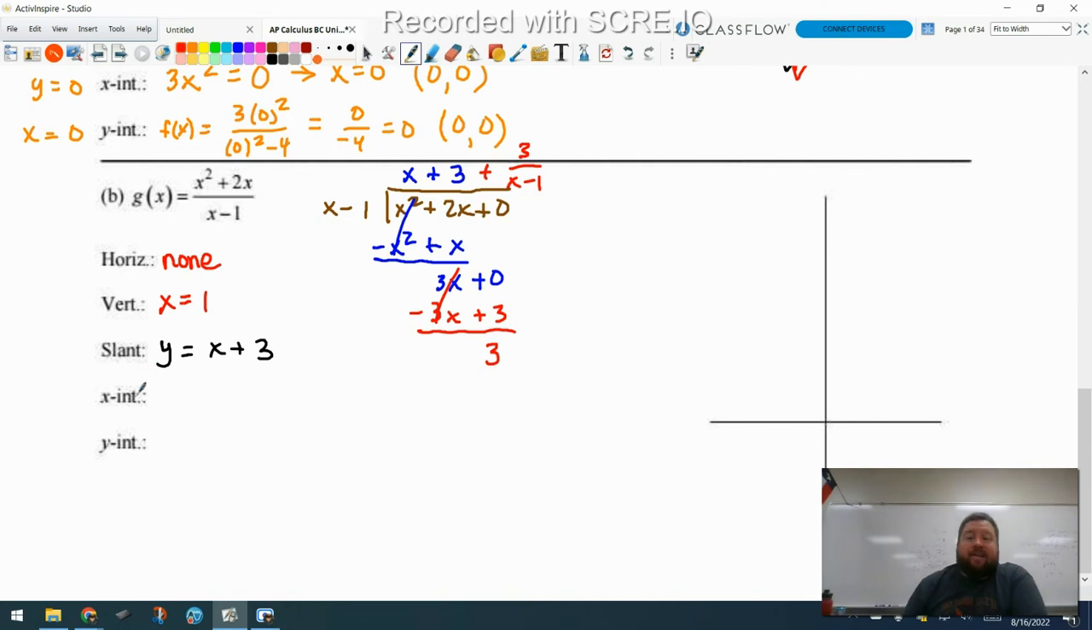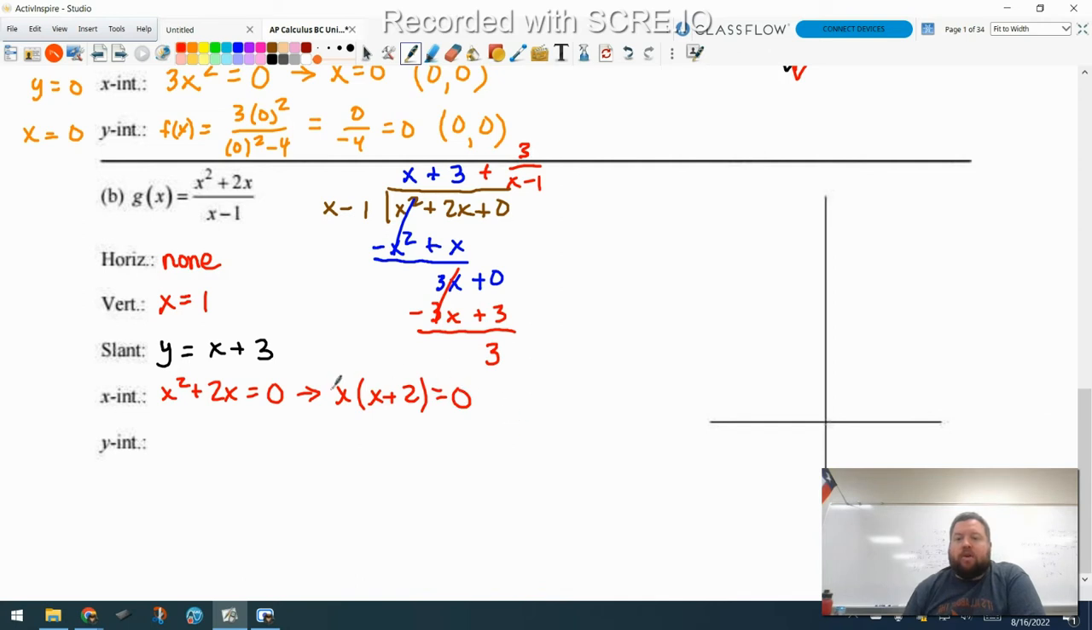All right, our x-intercepts. So remember, you're setting your function equal to 0, and when you do that, you take the numerator and set that equal to 0. All right, so we can factor x times x plus 2 is equal to 0. And so you get x is equal to 0, which means 0, 0. And then you get x is equal to -2, which is what makes that 0. So -2, 0 as well.